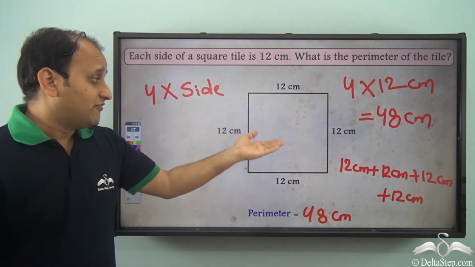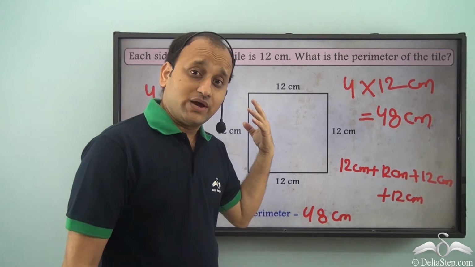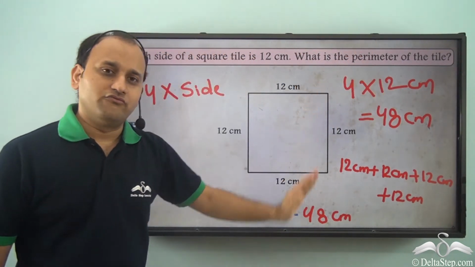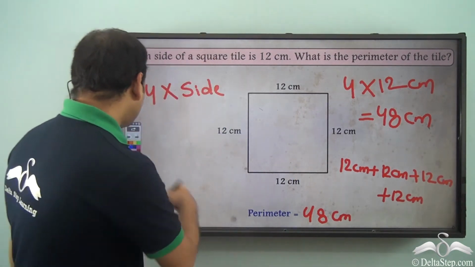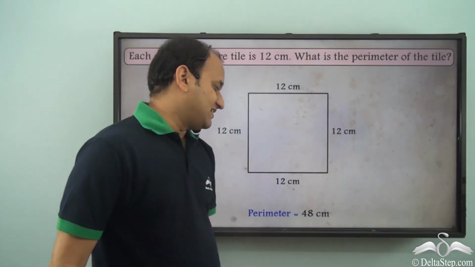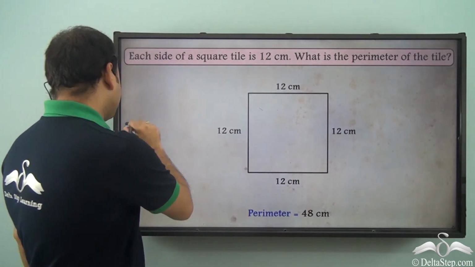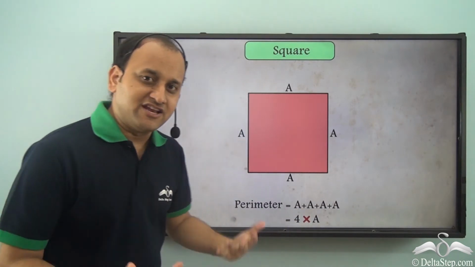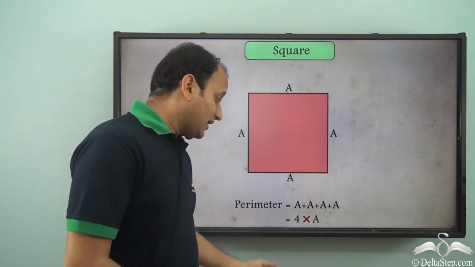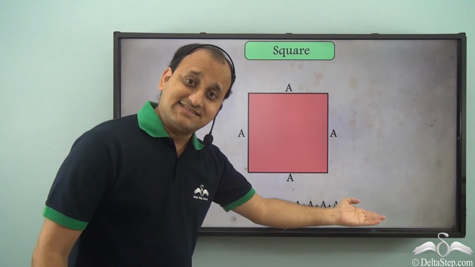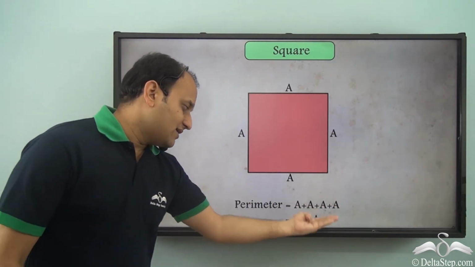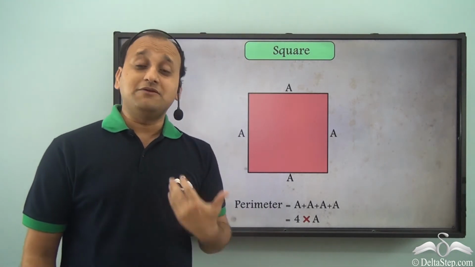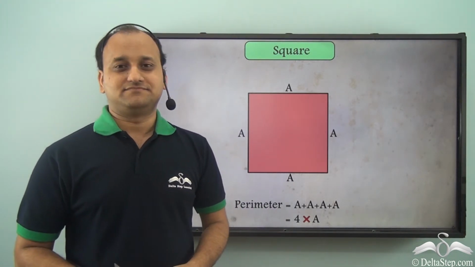So you see, by using the formula too, you will get the same answer. So whenever we need to calculate the perimeter of a square, we multiply side with 4. So 48 centimeter is the answer in this case. So when we have a square and we need to find the perimeter of a square, we add the 4 sides or we multiply a side with 4, and that is how we calculate perimeter of a square.